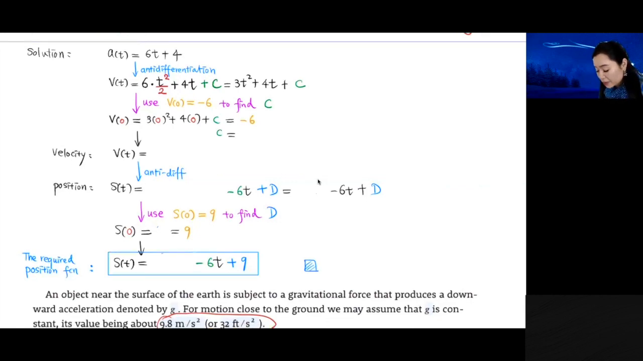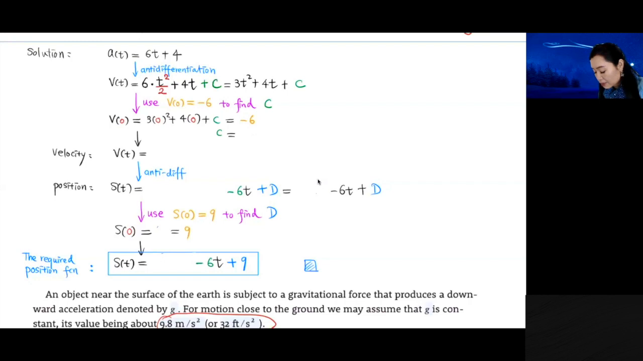Now we are given this actual condition. We know the initial velocity at 0 is negative 6. So we can use this to find c because this is for the velocity function. This is velocity at time 0. So substitute 0 into t.